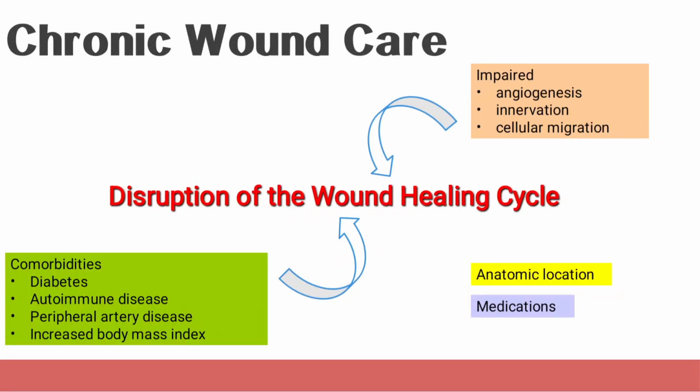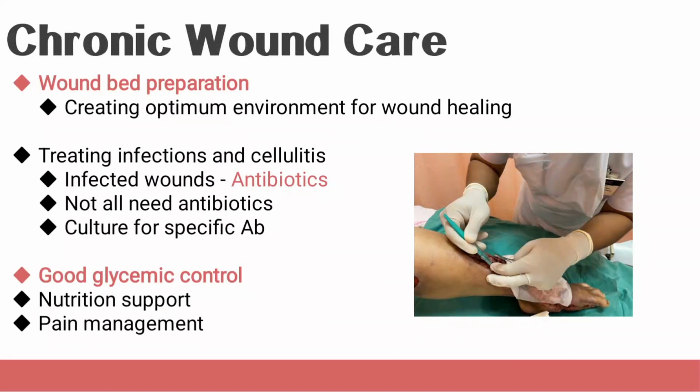The disruption of wound healing may be due to impaired angiogenesis, impaired innervation of the area, and impaired cellular migration. Comorbidities such as diabetes, autoimmune diseases, peripheral vascular diseases, and high BMI also contribute to the disruption of the wound healing cycle. And sometimes the anatomical location and the medications taken by the patient also cause disruption of the wound healing cycle.